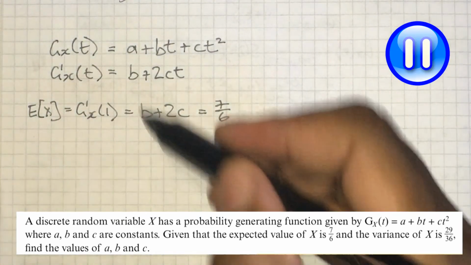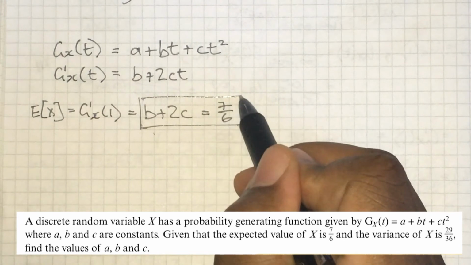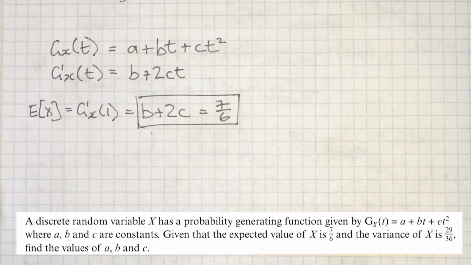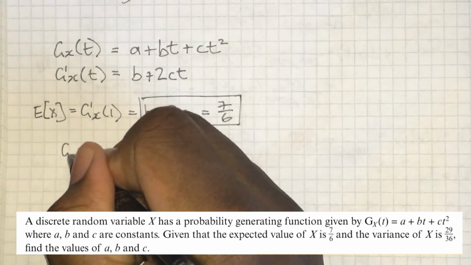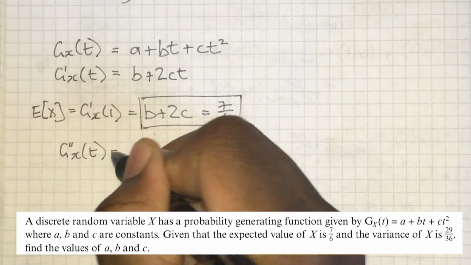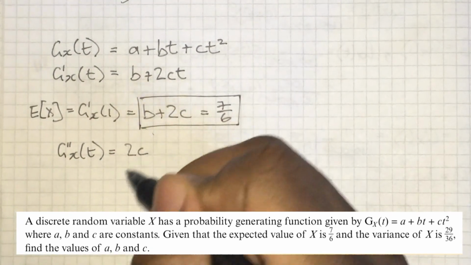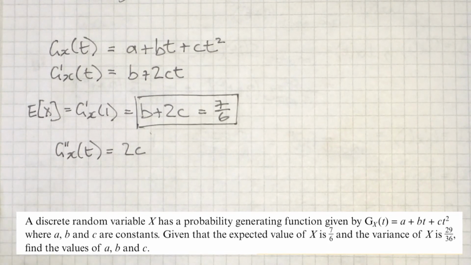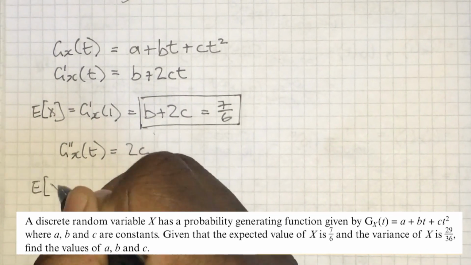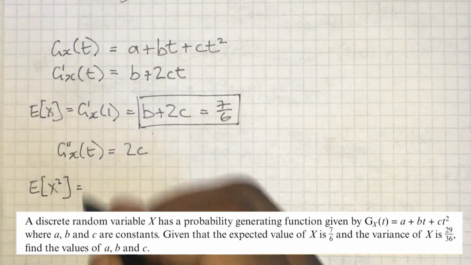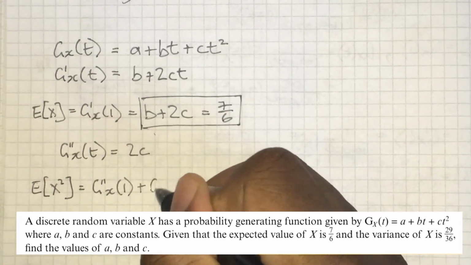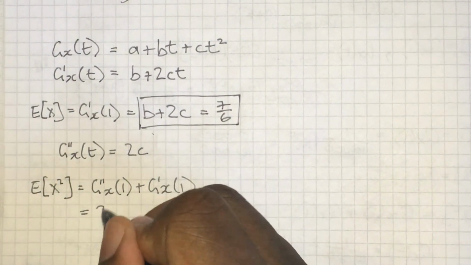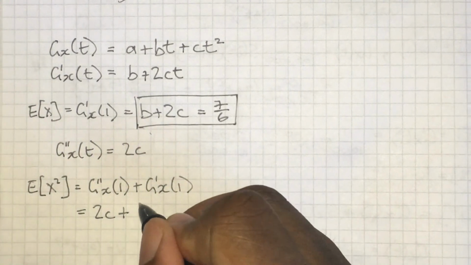Okay, let's hold on to this. This will probably be useful later on. I'm just going to box it off for you. And we're going to move on to trying to find the variance. Well, the variance we know is going to use the second derivative, so let's go ahead and try and find that. Differentiating again will just give us 2c. Okay, g double dash is 2c. Well, the expectation of x squared is g double dash plus g dash. So it looks like it's going to be 2c plus the expression we already had before, b plus 2c.